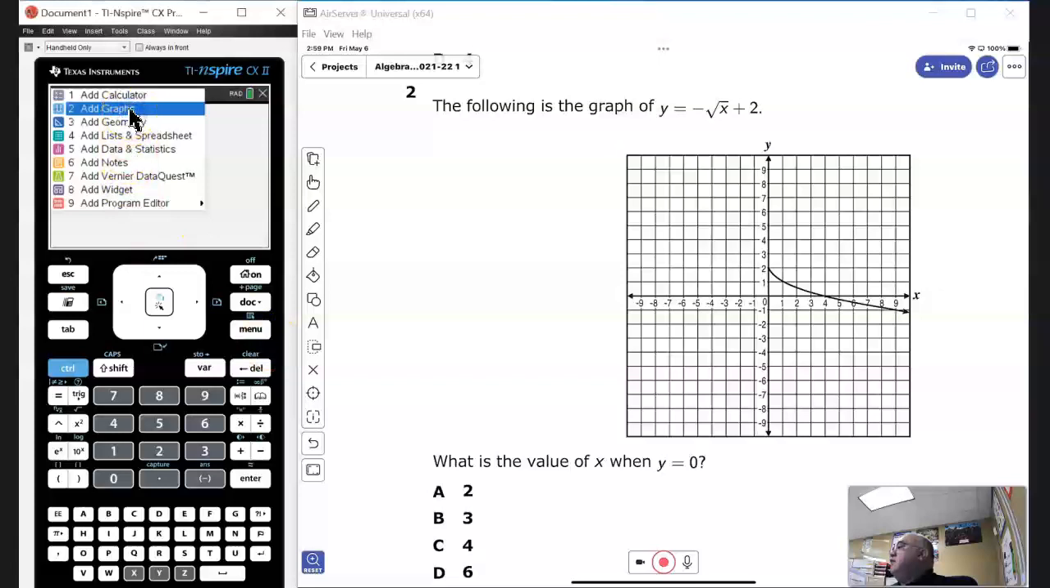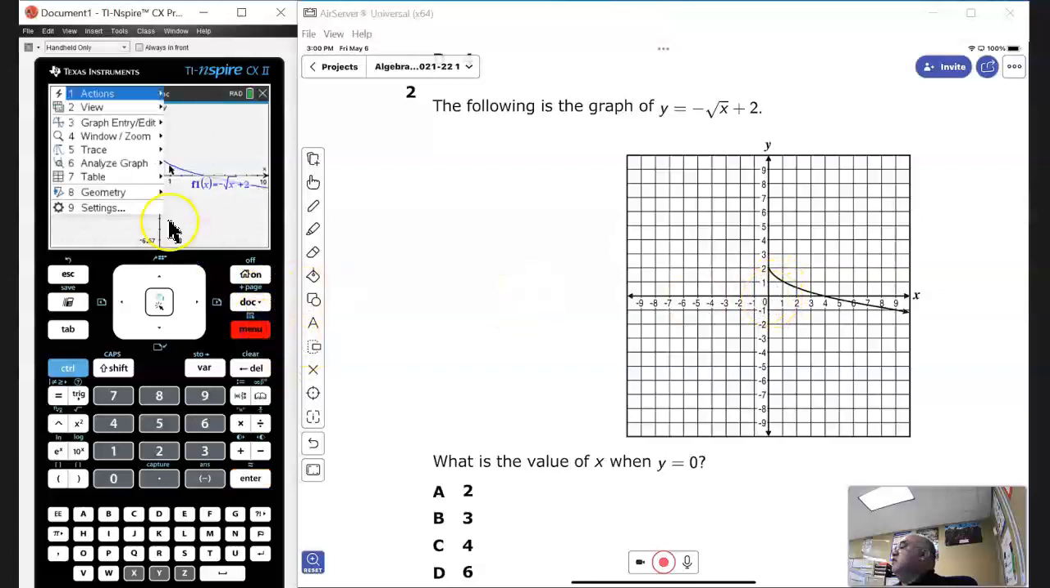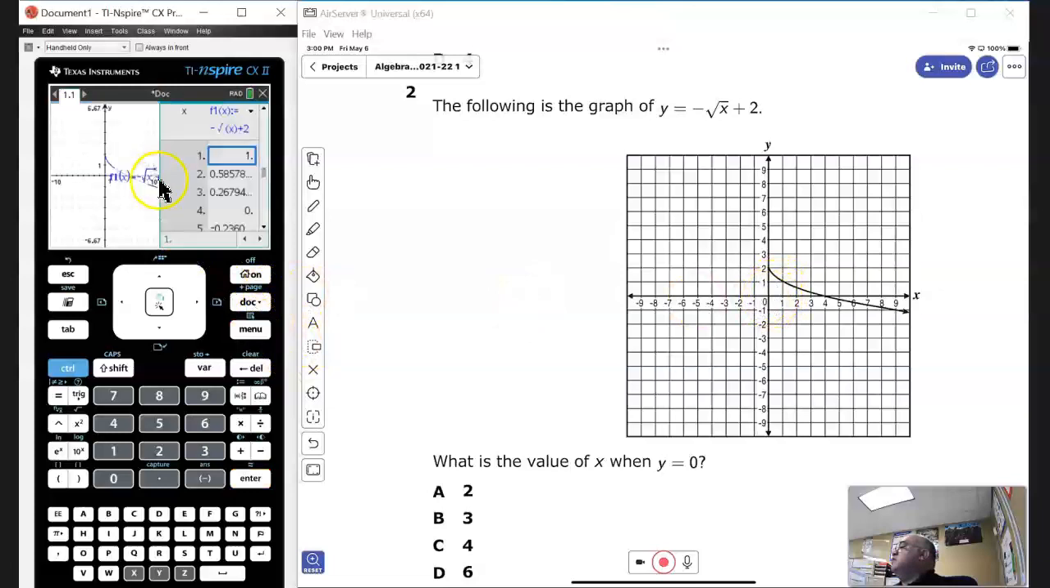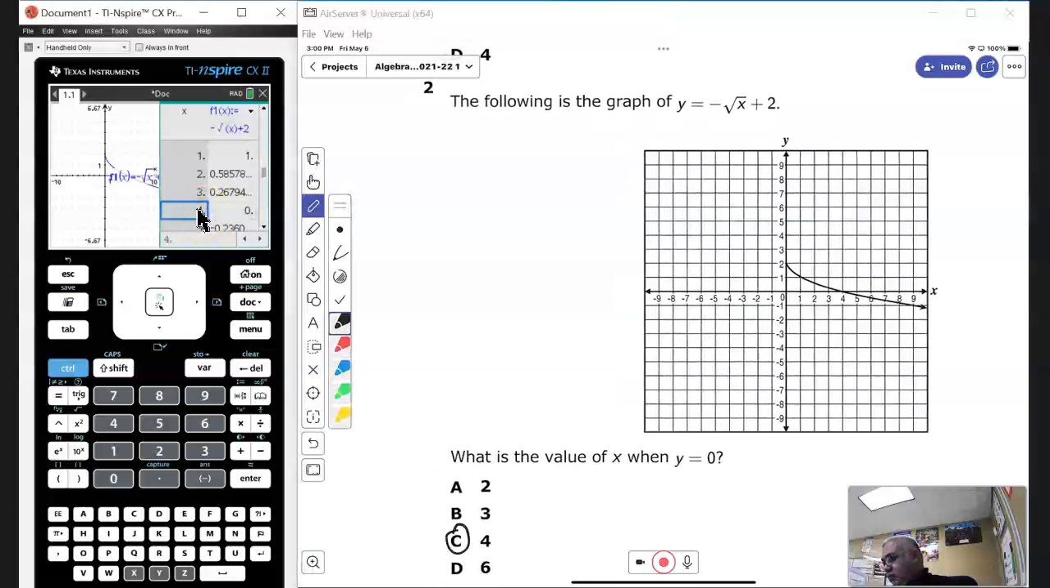You can press graph here, and if you want to type in the graph, you can. We have negative square root of x, and then of course you have plus 2. It's asking what is the value of x when y is equal to 0. So when y is 0, you can even look at your table. When y is 0, x will be 4. So the answer is 4.